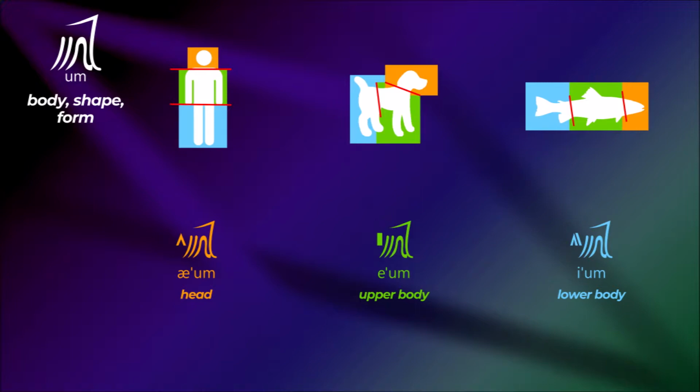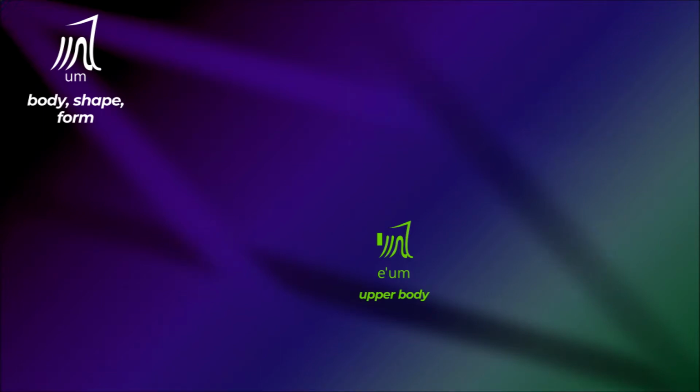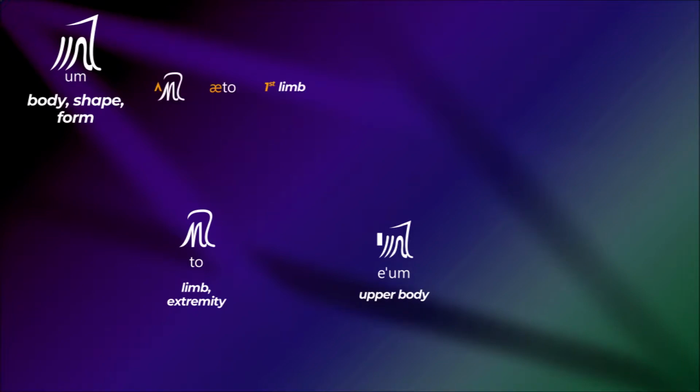Next, bodies have limbs. Since the head doesn't have any limbs, we'll look at eum first. To describe a limb, we need the root word to, and again, we're going to connect liska to it in order to identify the limbs. Aito is the first limb, eto is the second limb, and ito is the third limb.